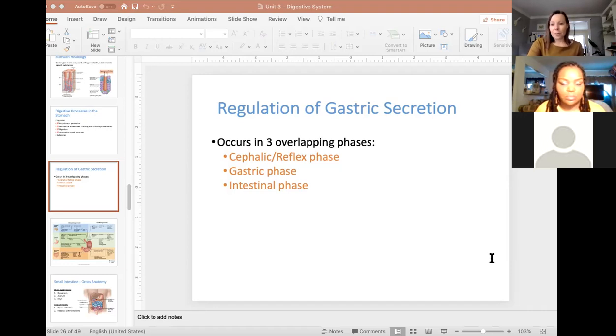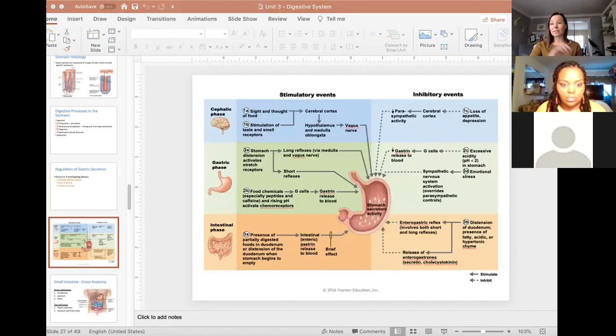Okay, so there are 3 phases for gastric secretion. The first one is the cephalic or reflex phase. And cephalic refers to the head. So this is basically when you are just thinking about eating, or you see food and that makes you think about eating. But there's not actually food, you haven't actually eaten yet, or there's no food in your stomach yet. But even when you just think about food, this begins.